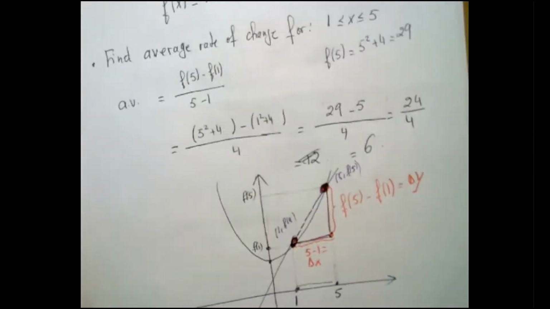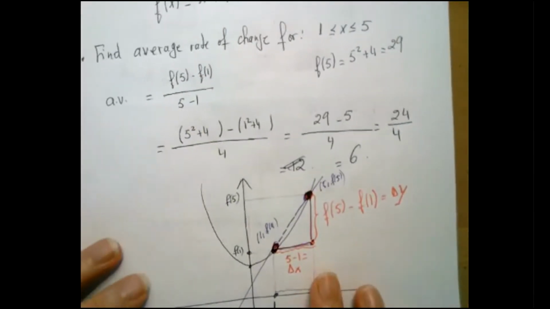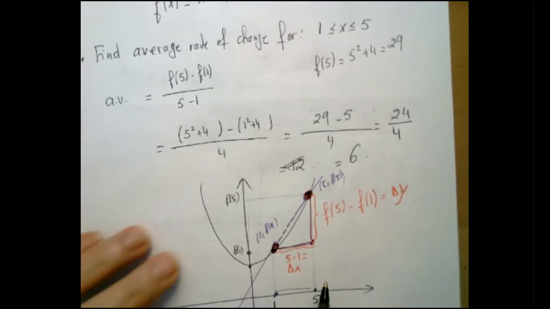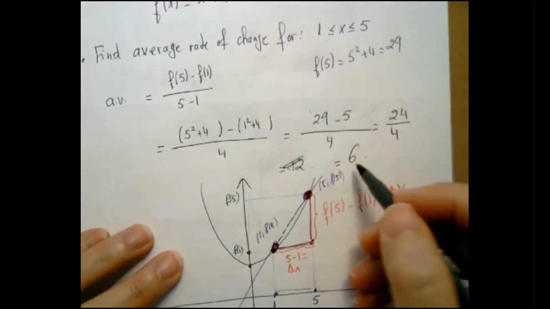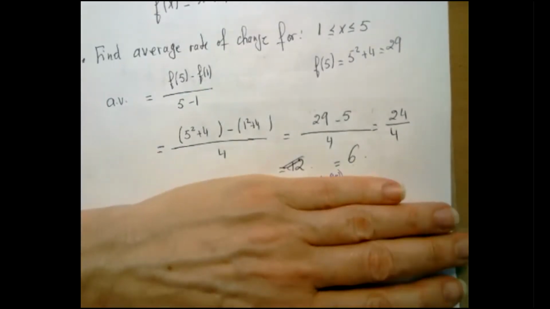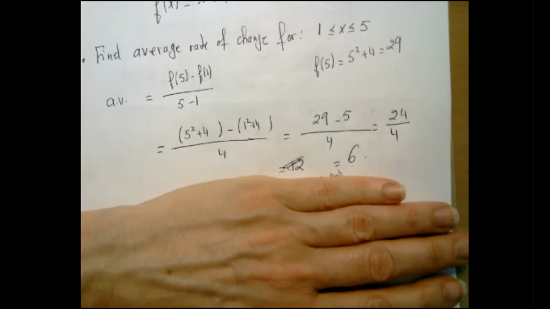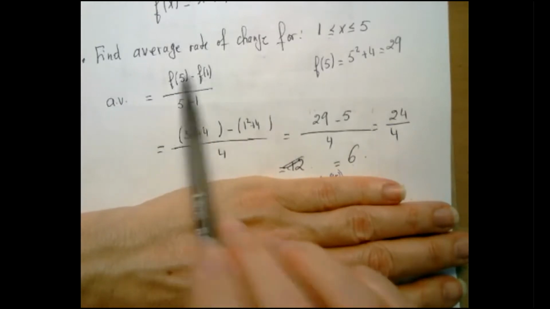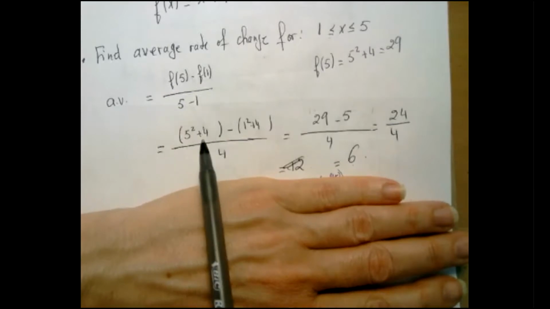Okay, so I will go back to this problem, which one of your classmates is asking me. The answer here is 6. Forget about this picture for a split second, and then I will go back to it. So it's f of 5 minus f of 1 over 5 minus 1.